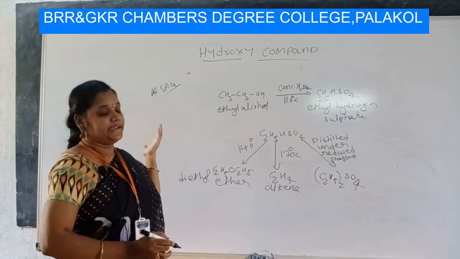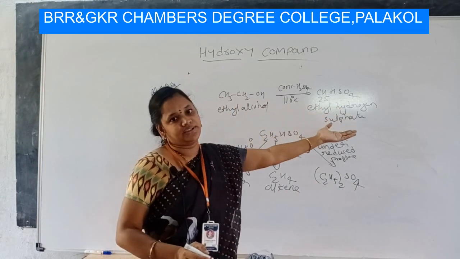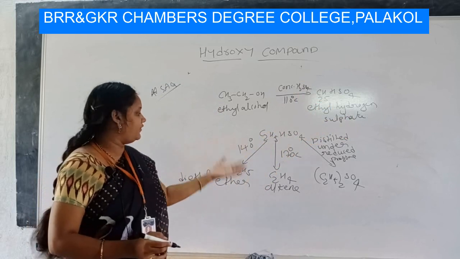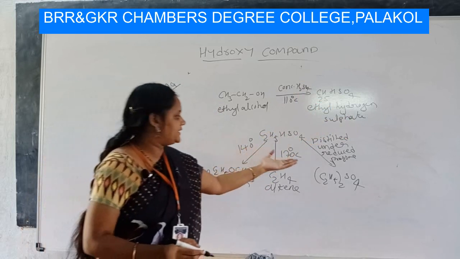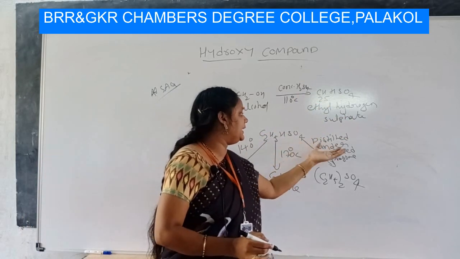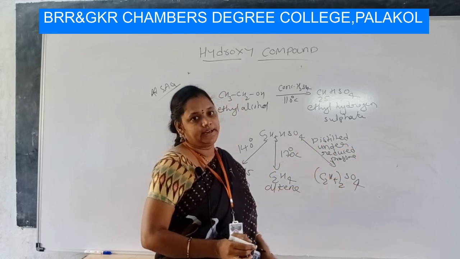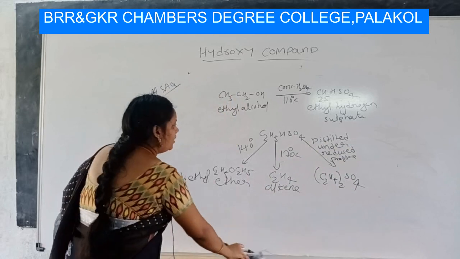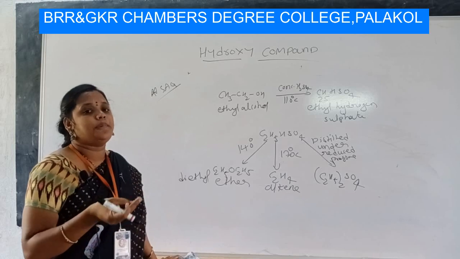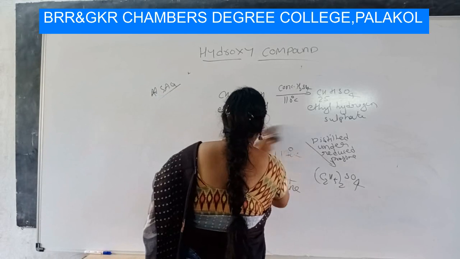Not only at higher temperatures, what happens if you take alcohol at 110 degrees centigrade? Ethyl hydrogen sulfate is formed. The ethyl hydrogen sulfate formed gives different products under different temperatures: at 140 you will get diethyl ether, at 170 you will get alkene, and when distilled under reduced pressure you will get diethyl sulfate. Okay students, this is about the chemical properties of alcohols. Now let us move into the next concept.